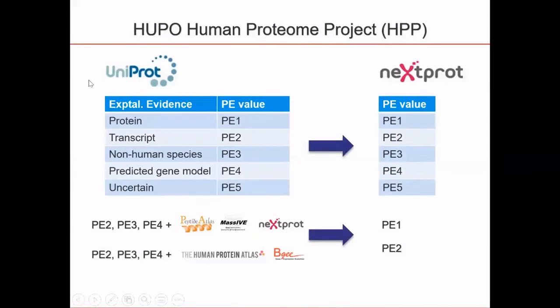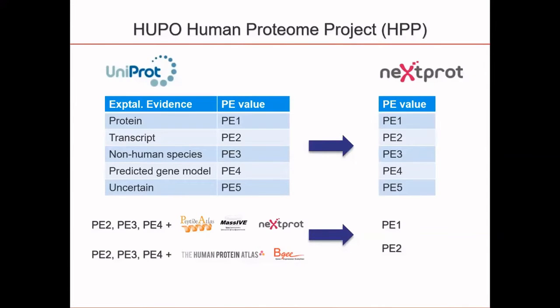And to do so, we will consider the protein existence value that is in UniProt, where when there is experimental evidence at the protein level, it's PE1. When it's evidence at the transcript level, it's PE2. The value is PE3 when there's evidence coming from a species other than human. PE4 when the evidence comes from a gene model, and PE5 means it's rather uncertain whether the protein exists. And at NextProt, we use exactly the same PE value scale as UniProt, and we also apply the same rules to assign these values.